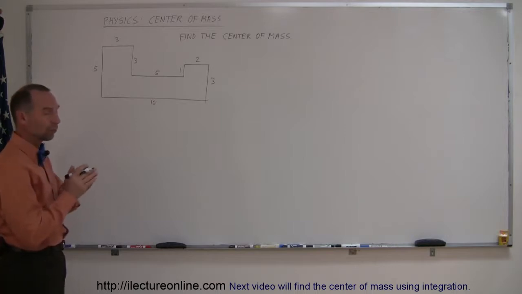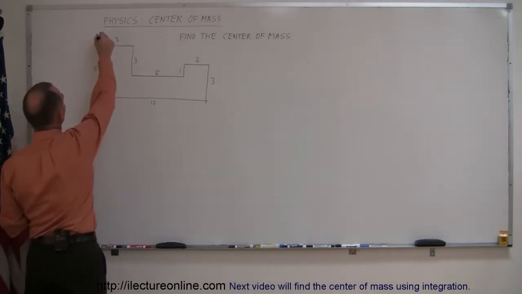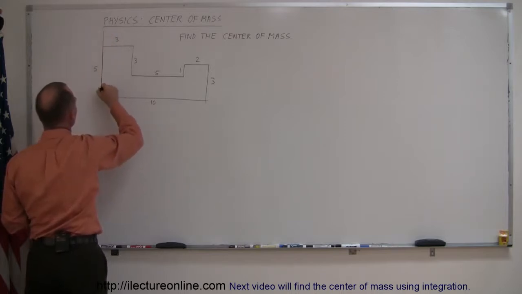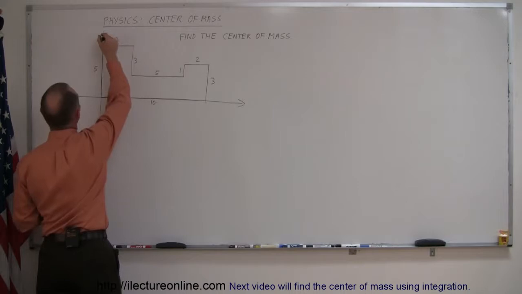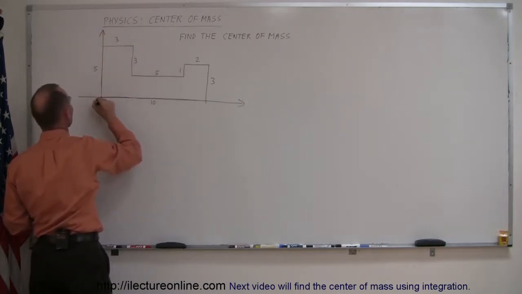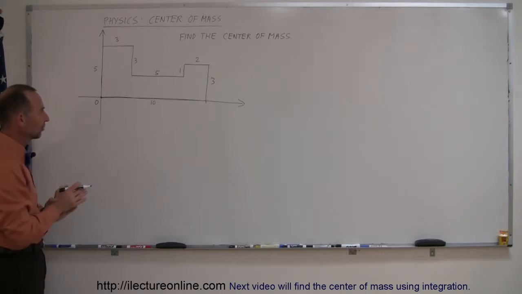Well, the best thing to do is, first of all, place it somewhere on a coordinate system. So we're going to make this the y-axis right here, and make this the x-axis, which means that one corner of the object will be placed right at the origin. Okay, now at least we have a frame of reference.